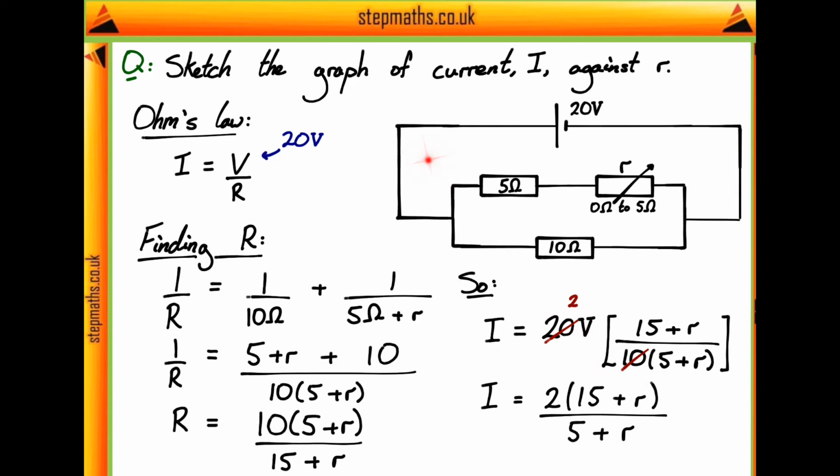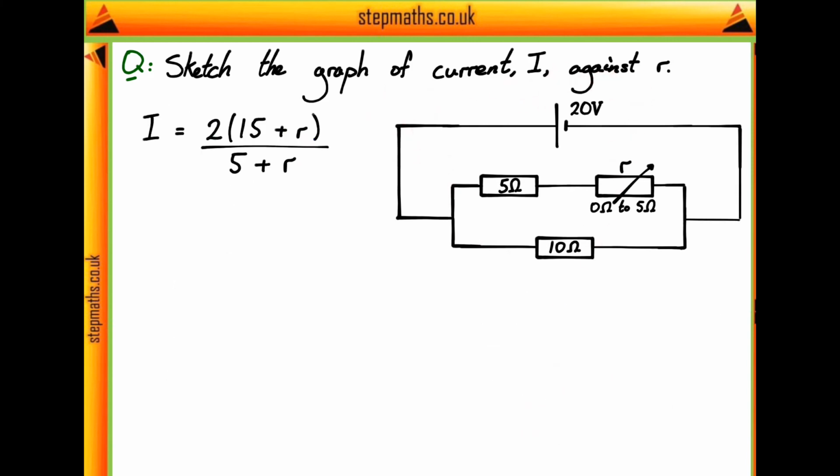To sketch our graph of current against R, we can just use this equation, which we put up here on this next page, and we can try and test some values to see if we can get a nice idea of what the graph will look like. Now we know that the resistance R goes between 0 ohms and 5 ohms, so let's test each of these extreme values and see what comes out.